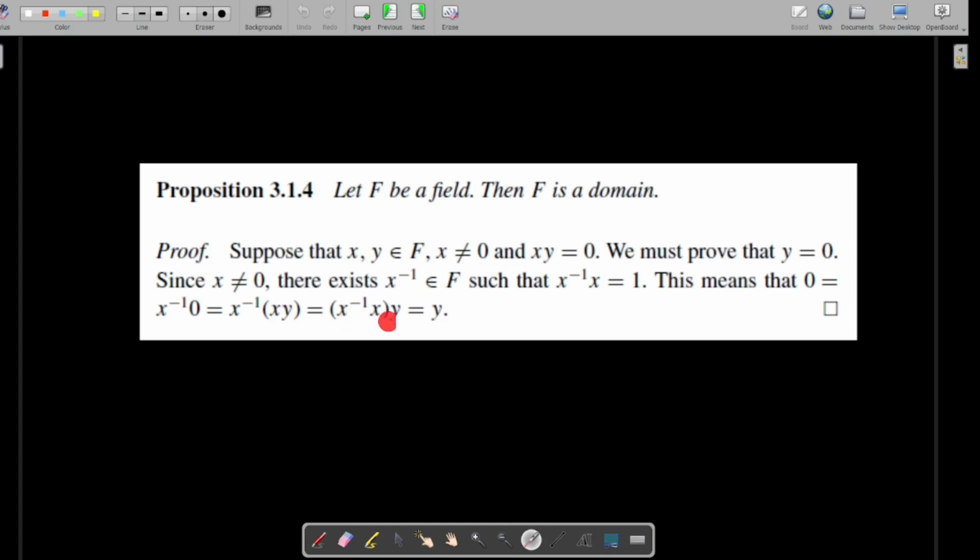And using the associative property of multiplication, you may write x inverse x into y. x inverse x is equal to 1. So you have 1 into y, that's equal to y. So what you get is y is equal to 0. So we proved that in F, if you take two elements x, y belonging to F such that x into y equal to 0 and x not equal to 0, then y must be equal to 0. That means that F has no 0 divisors, or F is a domain.